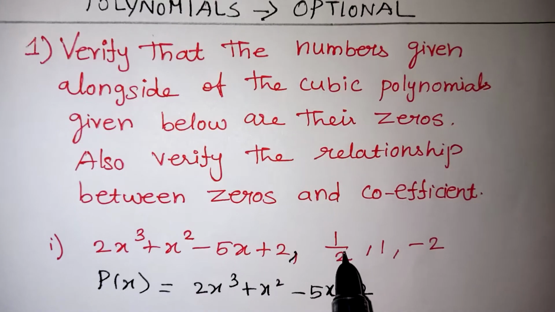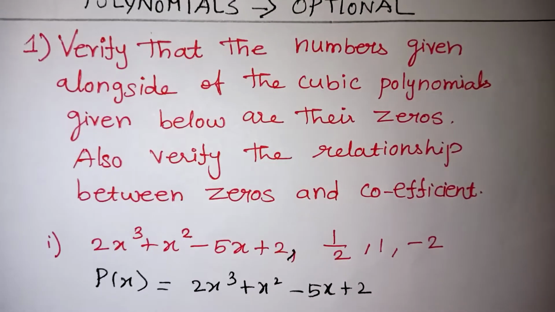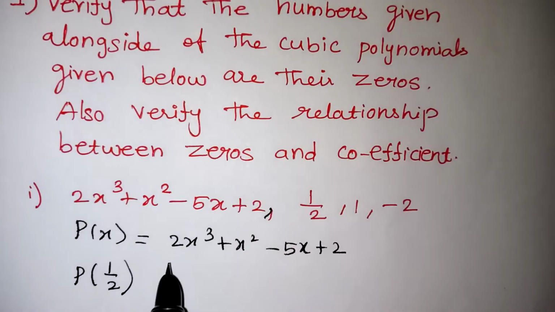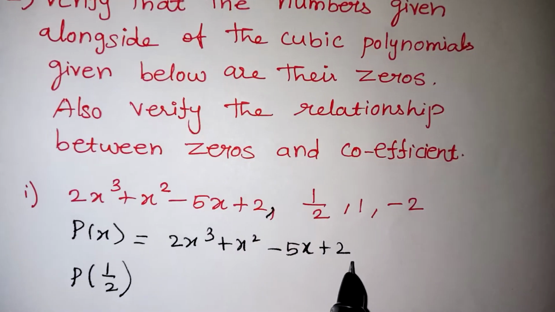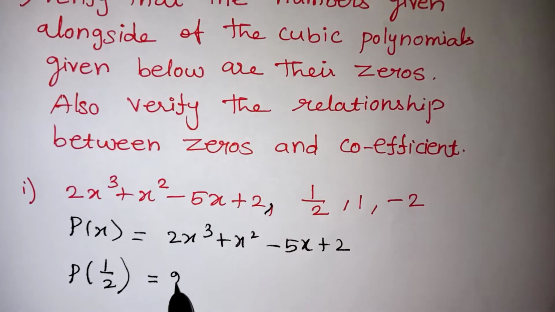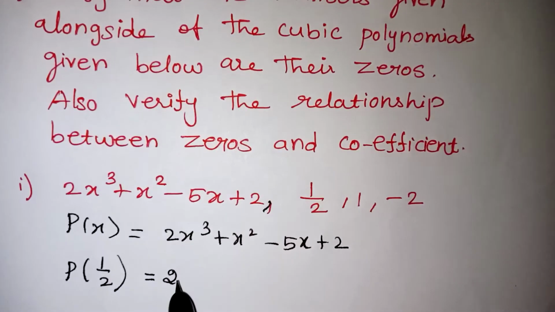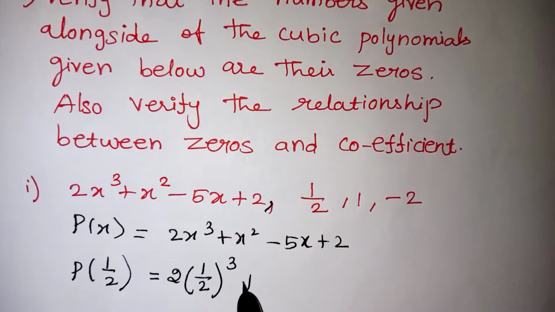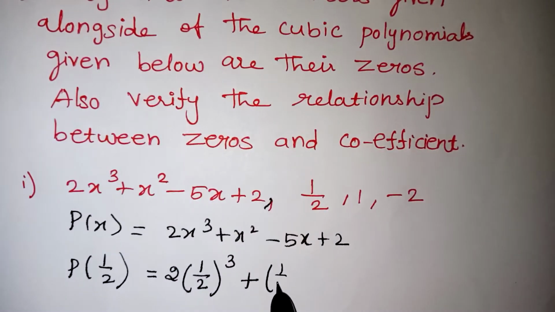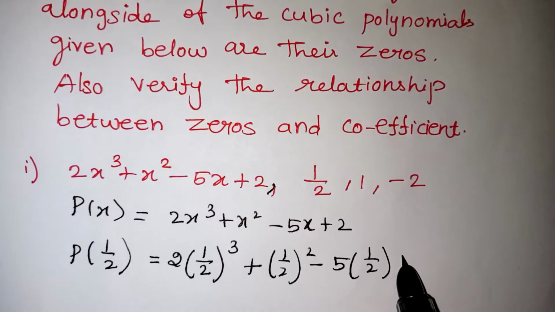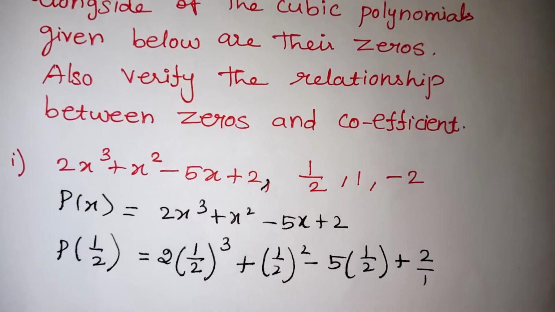So p of x is equal to 2x cube plus x squared minus 5x plus 2. First I am going to take the first number, that is 1 by 2, and check whether it is a zero or not. Zero means that 1 by 2 should satisfy this equation. So 2 into, in the place of x I have to substitute this 1 by 2, the whole cube, plus 1 by 2 the whole square, minus 5 into 1 by 2 plus 2, and the denominator you can take as 1.